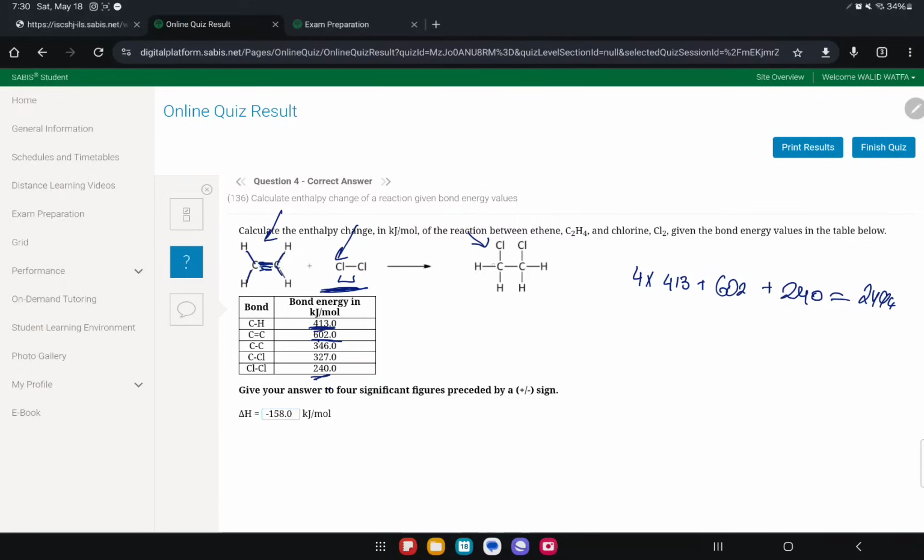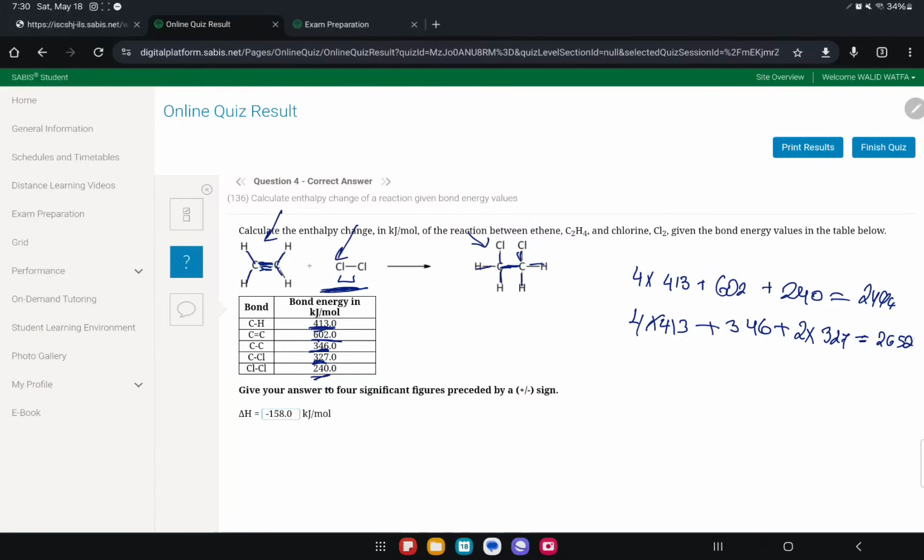And then the products, we have 4 CH bonds again, so 4 times 413 again, plus we have a carbon bond in the middle. This time it's a single bond, so 346. Okay, plus the CCl bonds. We have two CCls, so 2 times CCl, which is 327.